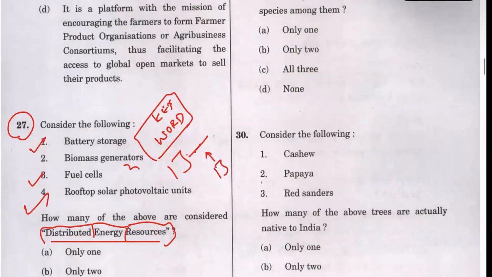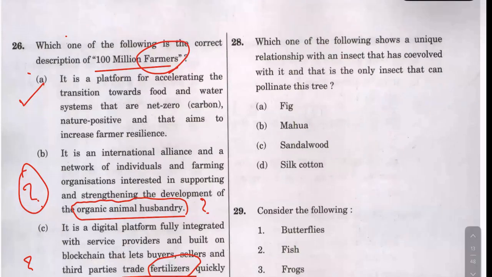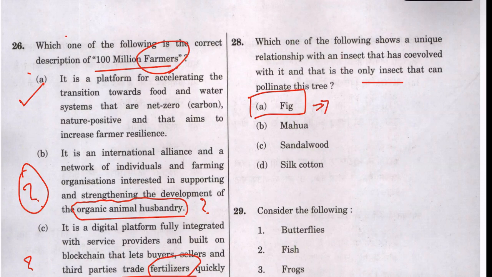So this is the answer for this. This question should have been taken. Which one of the following is a unique relationship? See, this question is not like something you can figure out with a trick. This I had read. Okay, so I had read it in a book.